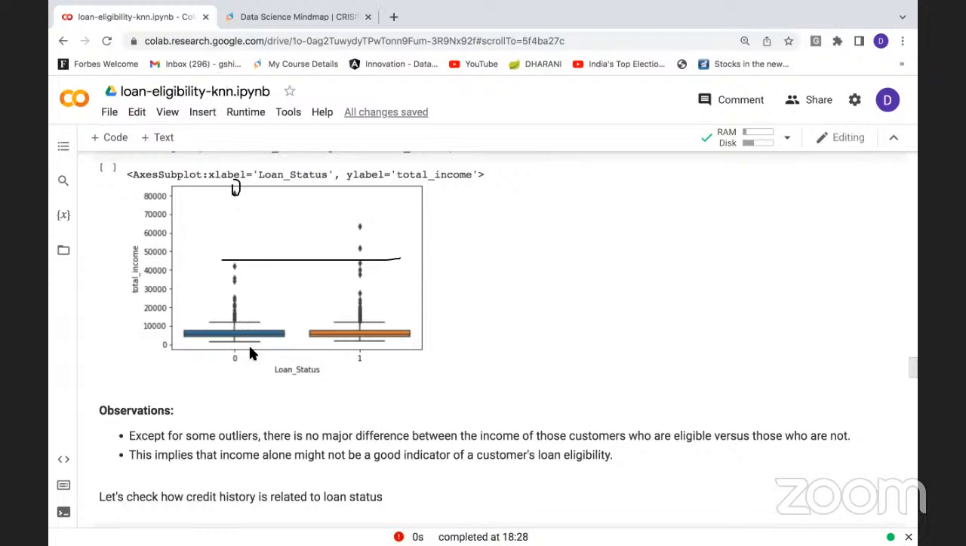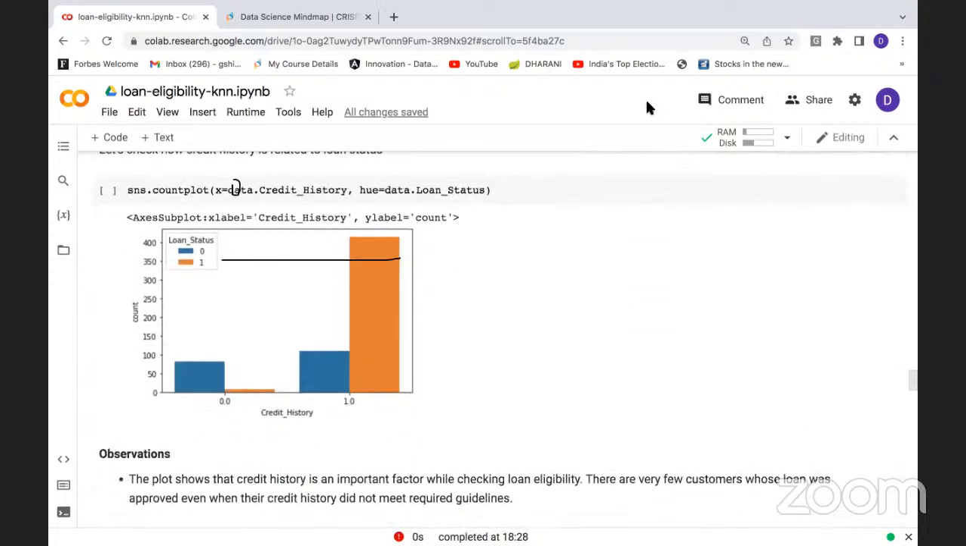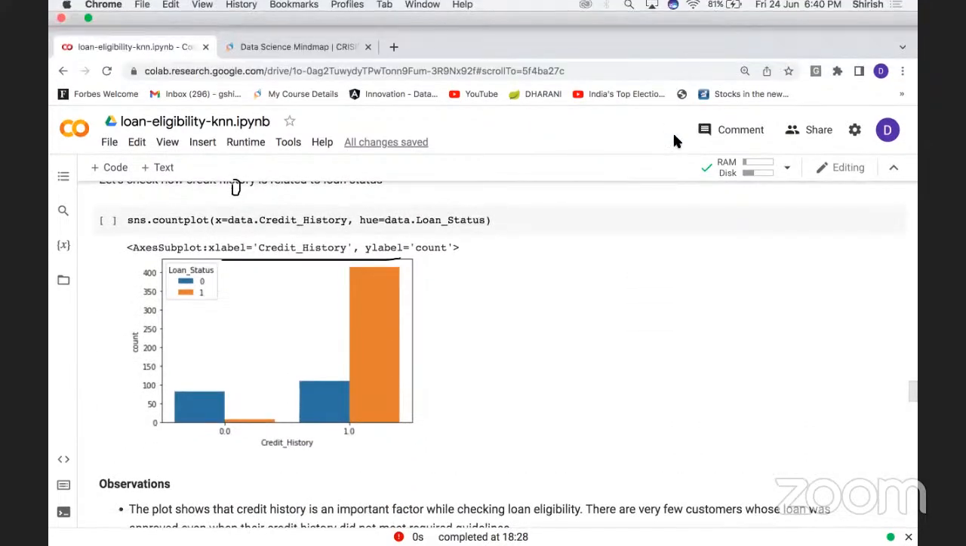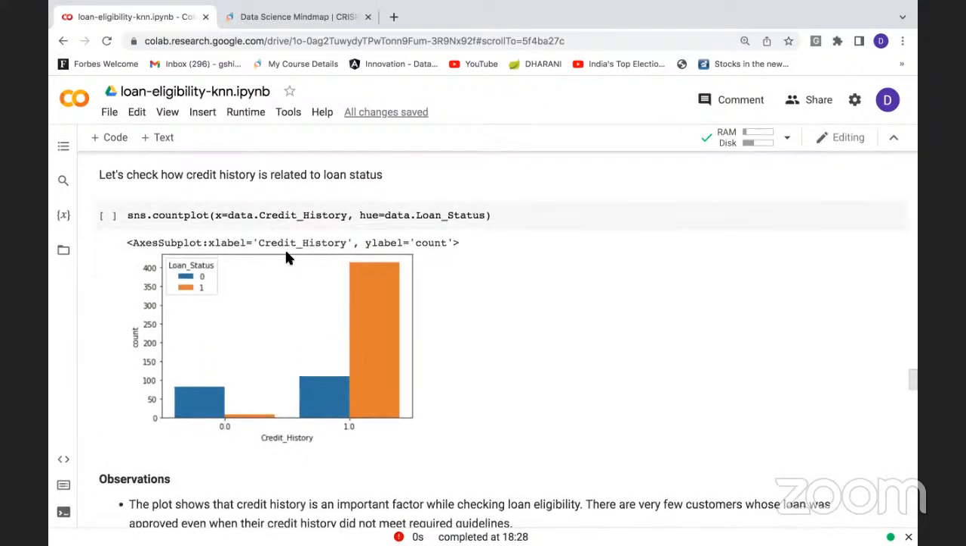We are saying that income is not a correct attribute to check loan eligibility, because if you remove these 3 outliers, both are the same. So income is not a major factor to decide whether to give them a loan or not. Similarly, you can check with credit history also. So I have used a box plot, I have used a count plot, different plots to understand the relationship between the variables. To understand the relationship between the variables means I'm doing a kind of feature engineering.